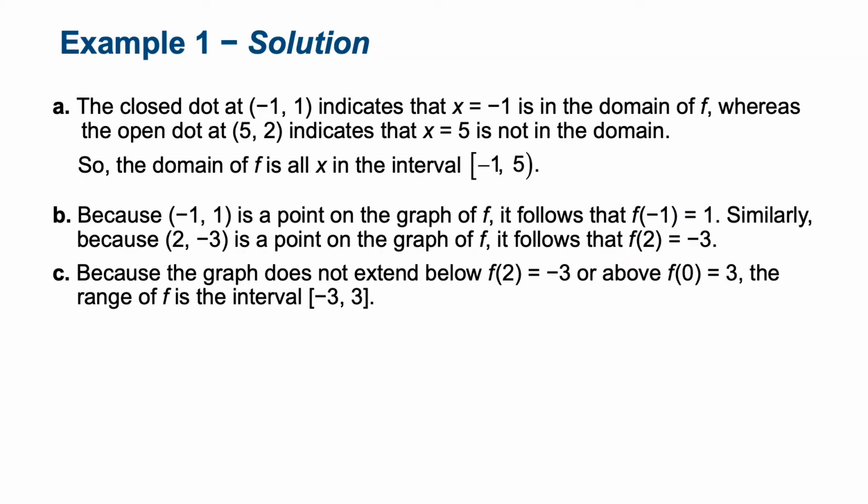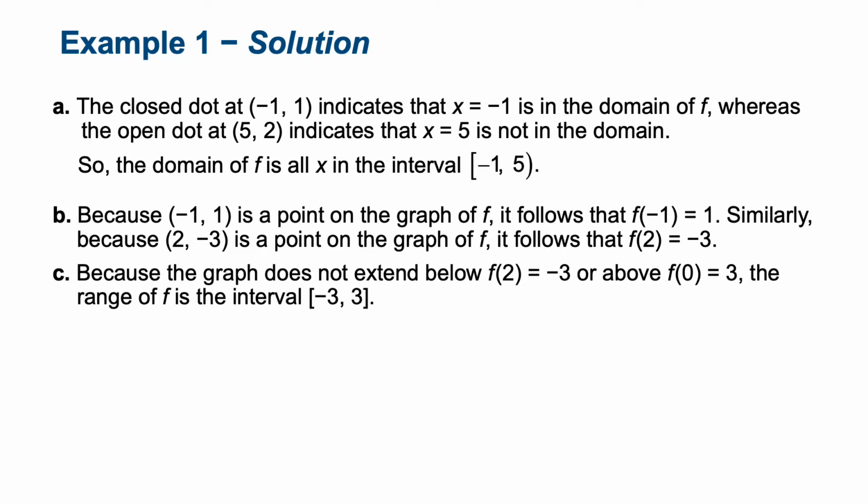So just to restate what I said, at -1, it's a closed dot, so x equals -1 is in the domain, and the open dot indicates that x equals 5 is not in the domain because it's an open circle. That means there's no graph here. So the domain of all x is in this interval starting at -1, so we'd use a bracket to include it, comma, then it goes up to 5, and we use an open parenthesis. That means don't include it, but it goes everything up to that point.